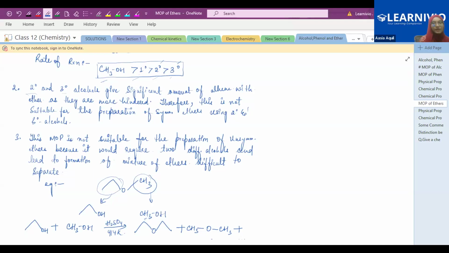Because in the secondary and tertiary alcohols, there are more CH3 groups. More CH3 groups means more bulky groups. If bulky groups are present, they will hinder. Steric hindrance होगा वहाँ पे. Due to that, you will not get the desired thing, which is only ether. You will get a mixture of ether and alkene. Got my point?